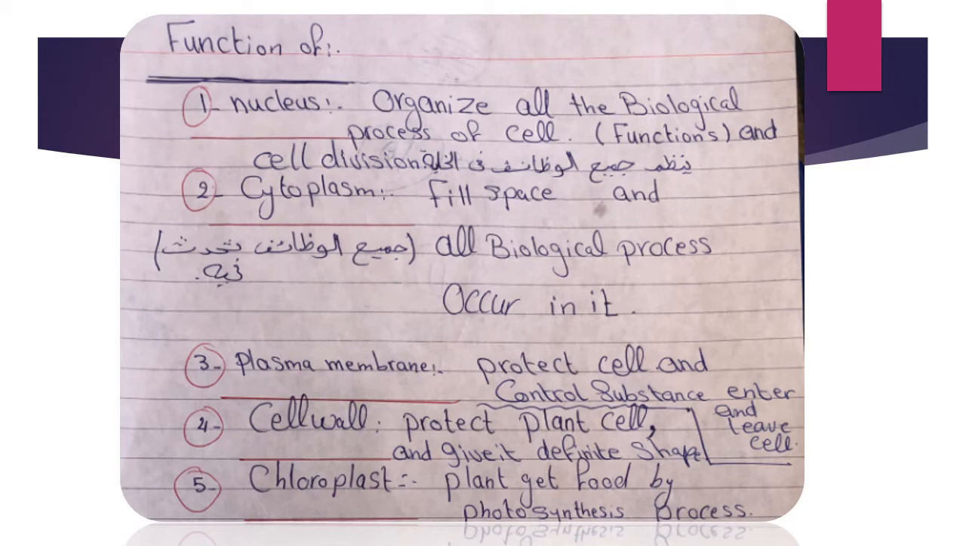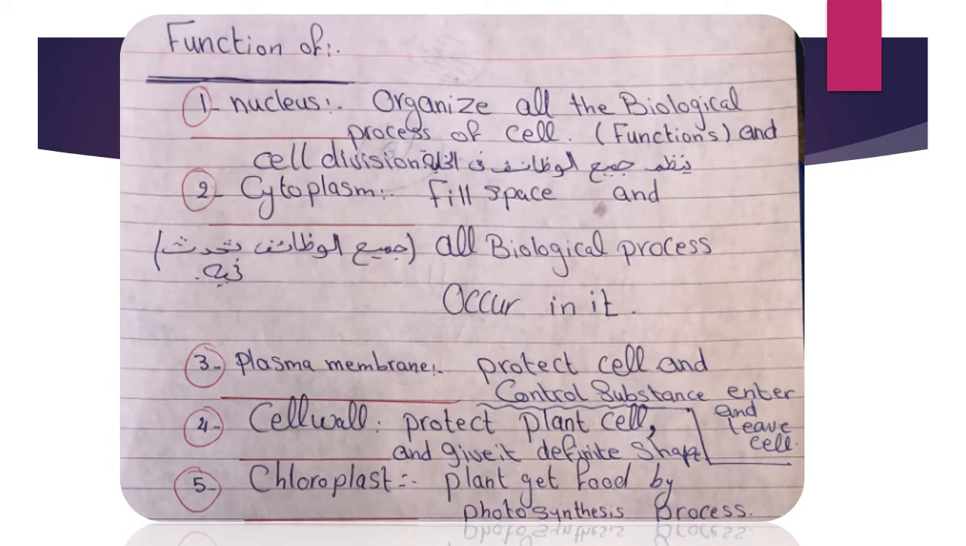تمام؟ Again, what's the function of the cell wall? Give the cell أو the plant cell its definite shape. What's the function of the chloroplast? Chloroplast. The other name for chloroplast is green plastid. Green plastid. Chloroplast or green plastid is the same.